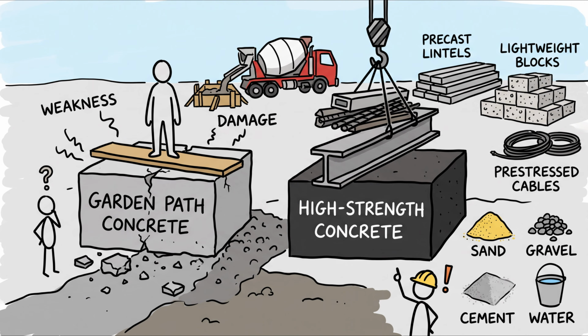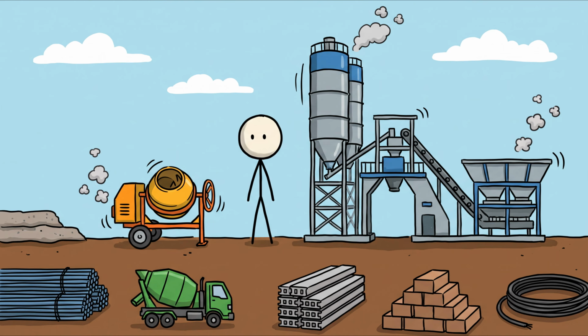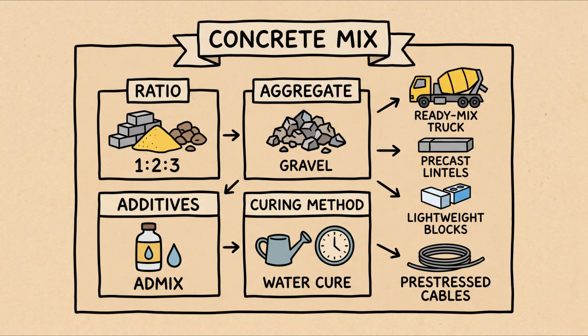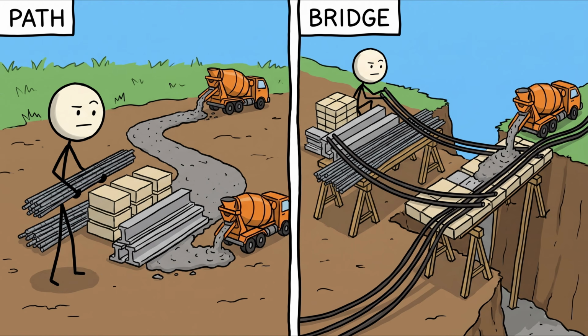Now, one thing connects all 10 types. Every single one starts with the same basic ingredients: cement, sand or aggregate, and water. Whether you're mixing ballast and cement in a mixer on site or ordering a specialist grade from a batching plant, it all starts the same way. What changes is the ratio, the type of aggregate, what gets added to the mix, and how the concrete is placed and cured. The same basic ingredients can produce a garden path and a bridge that carries thousands of tons. The difference is how you put them together.